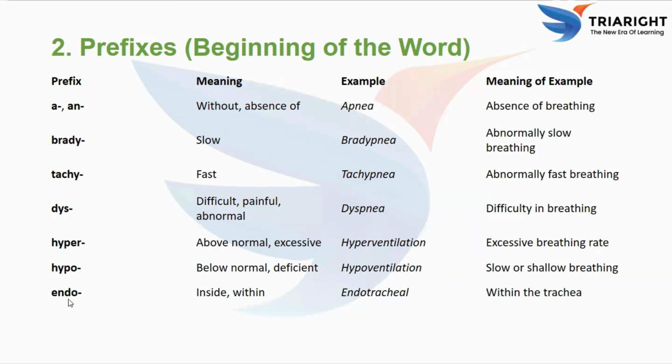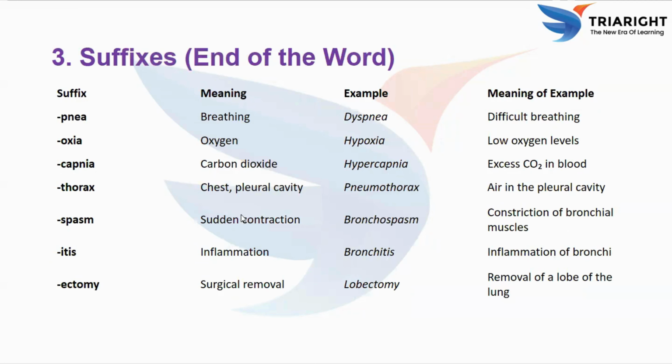So the next prefix is endo. Endo is nothing but within. For example, endotracheal, inside the trachea. So, people with asthma often experience dyspnea. During sleep apnea, a person stops breathing for short periods. If you create words or sentences like this, it will be very easy for you to understand the prefixes. So next, after prefixes, suffixes.